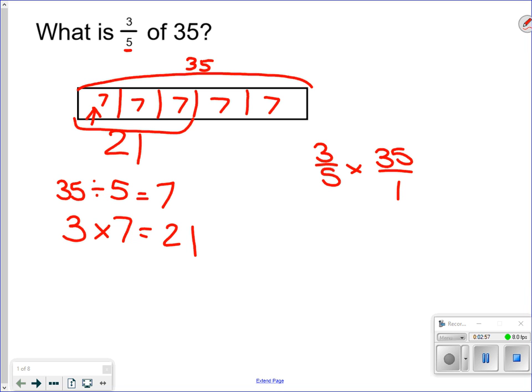Now, if I had done the math, I still would have got 21. It's just a lot of work. So sometimes doing the bar model is a little bit quicker and easier. Sometimes. Not always.